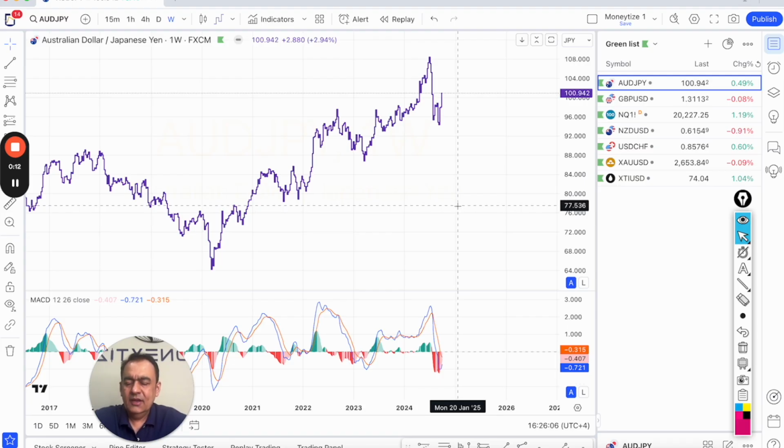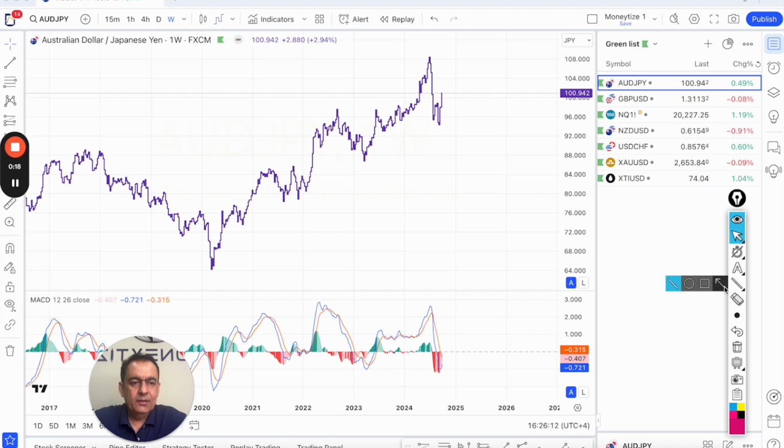The first instrument I'm going to cover is the Australian dollar versus the Japanese yen. Based on the weekly time frame, I'm picking these two highs, a high and a higher high. Between these two highs, we got bearish divergence on the MACD histogram. But when I compare the MACD lines, there was no divergence, which means the pullback was expected, and it happened. The drop happened.